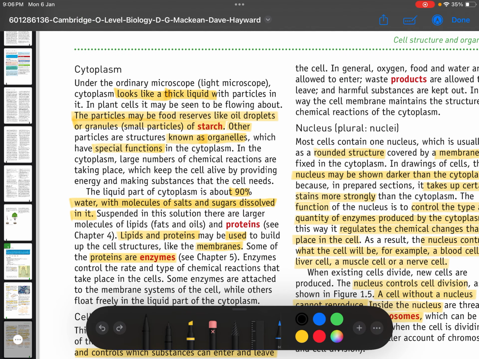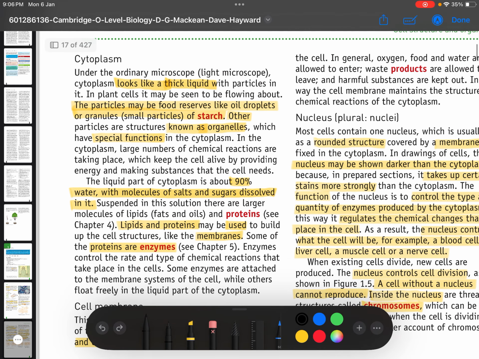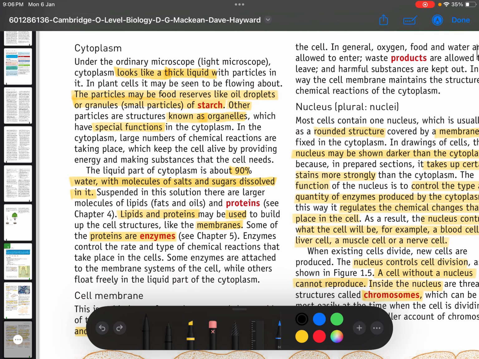As we discussed earlier, it's a thick liquid, and it has food reserves like oil droplets, like granules basically, which contain starch. For what? For energy purposes, for helping in its functions and metabolic activities. It also contains organelles such as mitochondria for special functions. As I said, mitochondria helps in producing energy for the cell. So each type of organelle has its own sort of function.